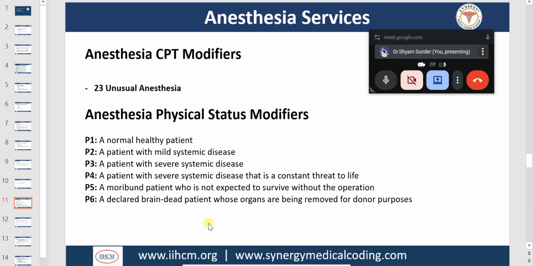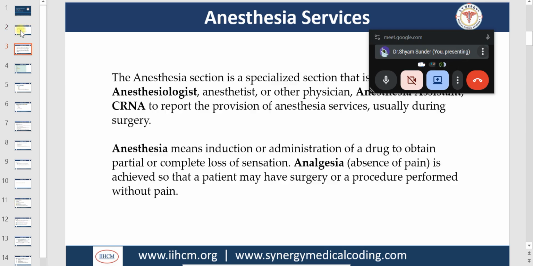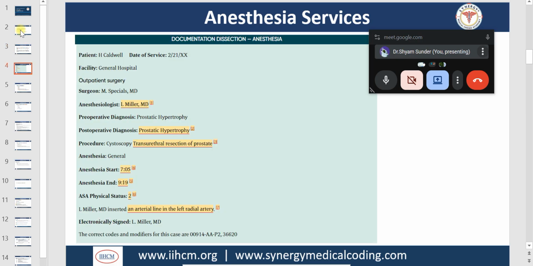And sir, how to differentiate between P3 and P4? Because P3 is also severe systemic disease, and P4 is the same, but it is a threat to life. When it has these kinds of severe symptoms, the P3 patient also will have a constant threat to life. So how to distinguish whether we have to put P3 or P4 if a patient is with the severe condition?